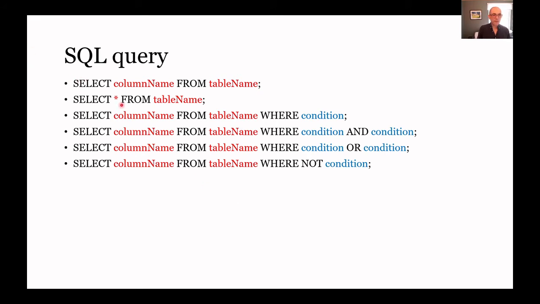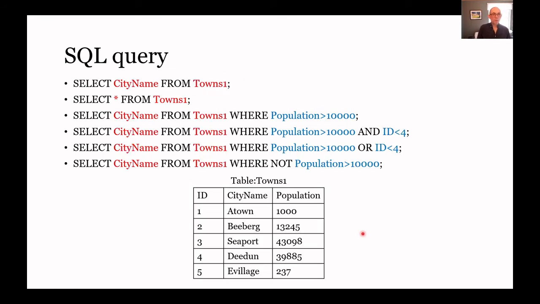This first row, select column name from table name. What does that mean? Well, if we exemplify all of this, select city name from towns 1. Select column name, this is city name here, this is our column name from towns 1. This is the table. So this is saying go to this table and select that information.